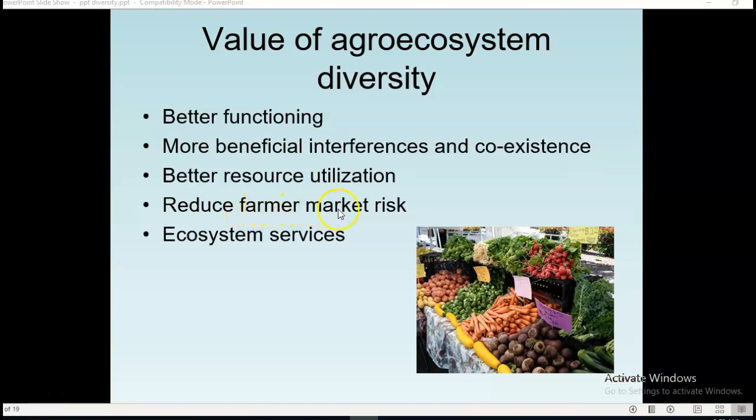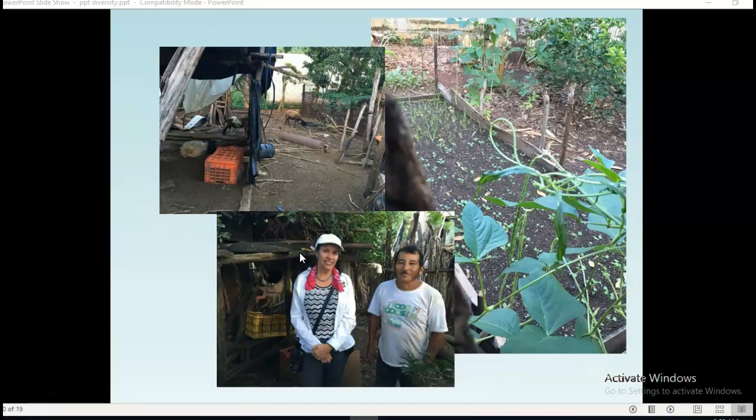Diversity is also important to reduce farmers' market enterprise risk. It may be if one crop fails that you have plenty of other crops. You may have eggs to sell if you also raise chickens, if your carrots don't do well. And this does give more ecosystem services also, diversity.